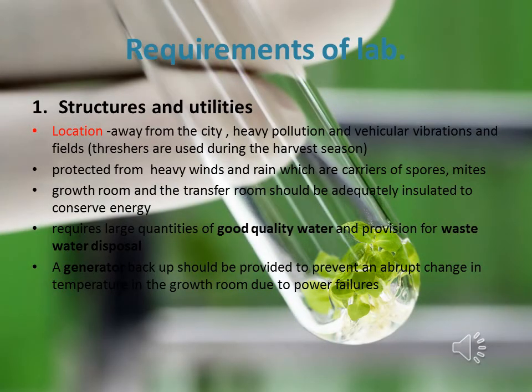Now we discuss the requirements of a laboratory. The first is structure and utilities. The lab should be located away from cities, heavy pollution, vehicular vibration and fields where threshers are used during harvest season. The lab is protected from heavy winds and rains. The lab has a large quantity of good water and a provision for wastewater disposal. A generator is also available for backup.